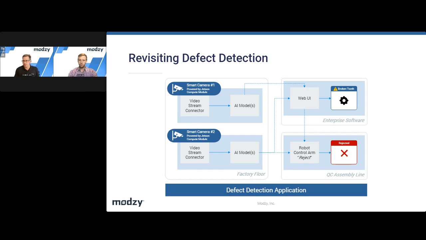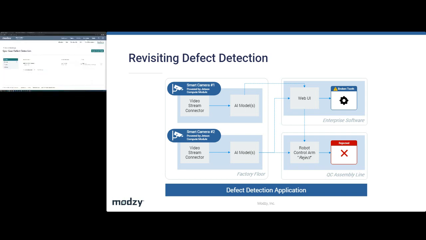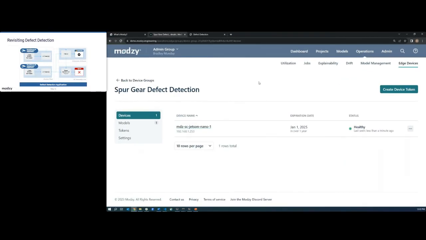So without further ado, I'm going to share my screen now. And walk through an example of how this is actually implemented. So on my screen, you should see the Modsy interface. What we see here is actually a device group that we've created for a custom defect detection model. What we did was we printed some 3D gears, some spur gears, for the sake of a prototype that we helped build out for a customer to prove this concept.